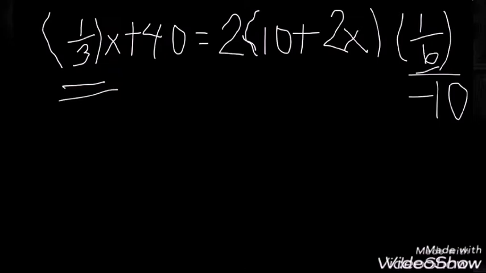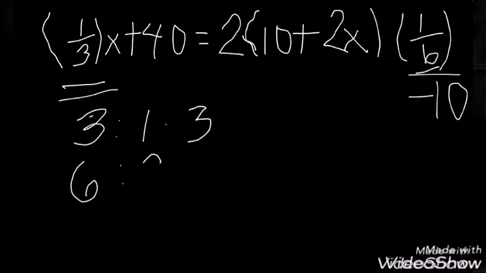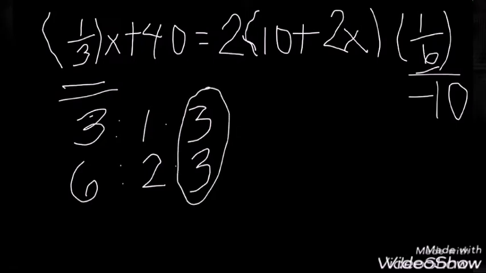LCD of the denominators. So first we're going to get the factors of 3. The factors of 3 are 1 and 3, and for 6 they are 2 and 3. Since we already have the same number 3, we're just going to take it and multiply it only once. So 3 times 2 times 1 is equal to 6. That is the LCD.